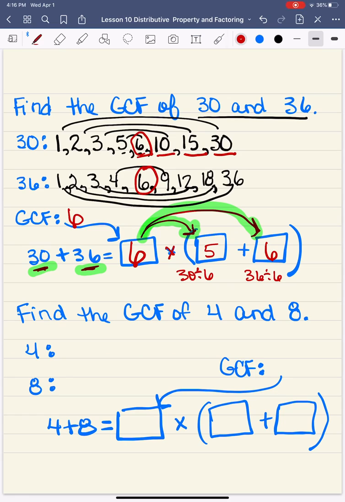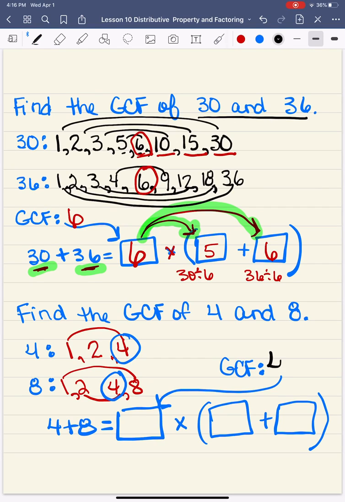Okay, let's go to the next example. Find the greatest common factor of 4 and 8. So 1 times 4, and then 2 times 2, so I only have to list it one time. 8 would be 1 times 8, 2 times 4, and 3 does not work, and that's the only thing in between the 2 and the 4 to check. So I'm looking for common factors. So they both have 1, 2, but 4 is their greatest common factor.